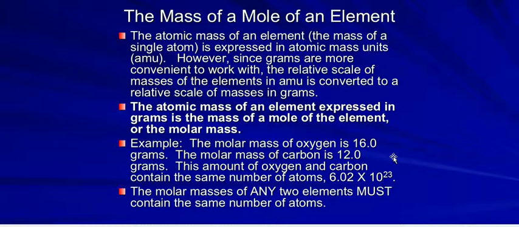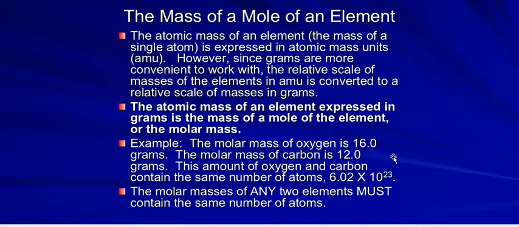The atomic mass of an element is expressed in atomic mass units, which is a very small unit. That's not practical for us. We need to use grams. So grams are more convenient to work with, and we're going to convert AMUs to the relative scale of masses in grams. We're going to go back to the periodic table to get what's known as the molar mass.